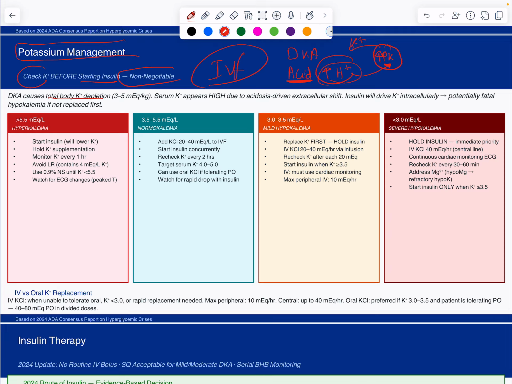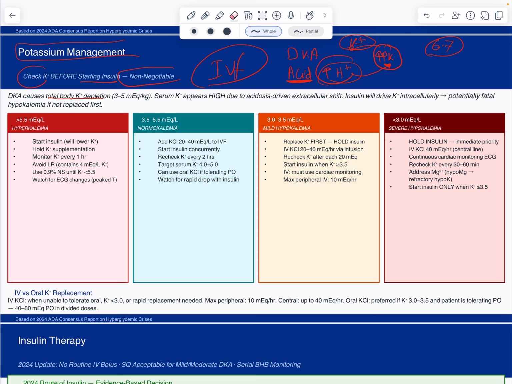So you come and check BMP and you look at the potassium and it's 6.7. Yeah, they are hyperkalemic, but actually this potassium is coming from inside the cell. There is a shift of the potassium from the cell. So even if they are hyperkalemic, usually their total body potassium is depleted. And this is a really important concept. So we're checking the potassium.